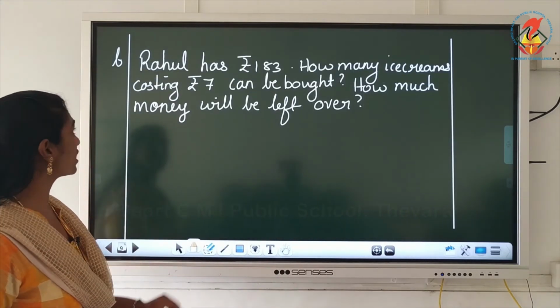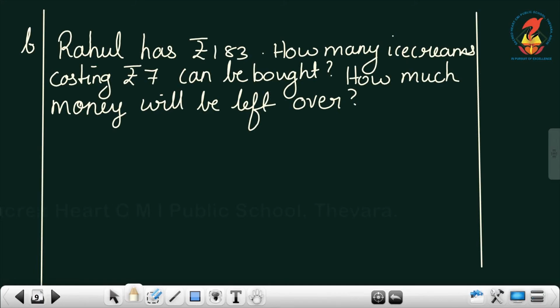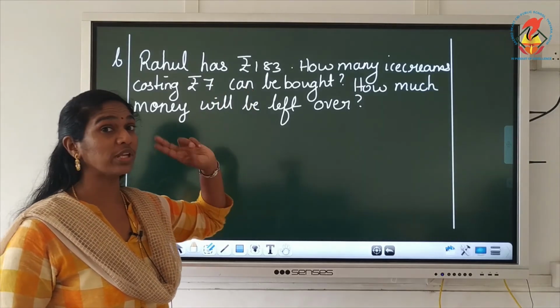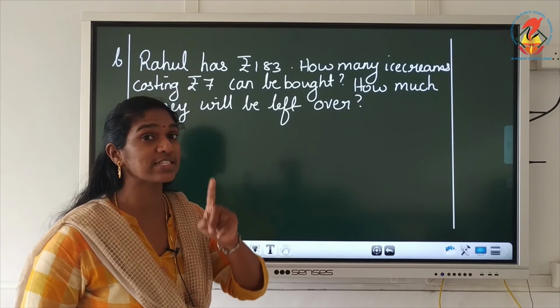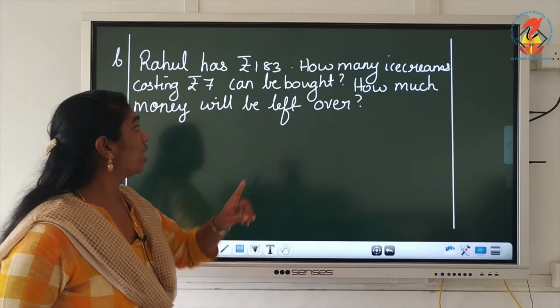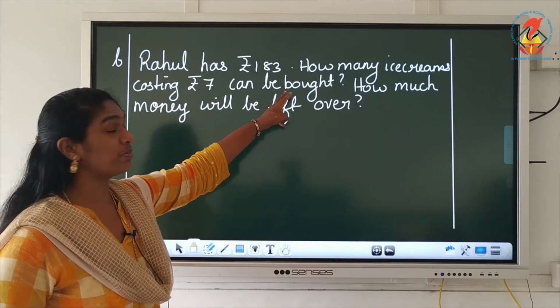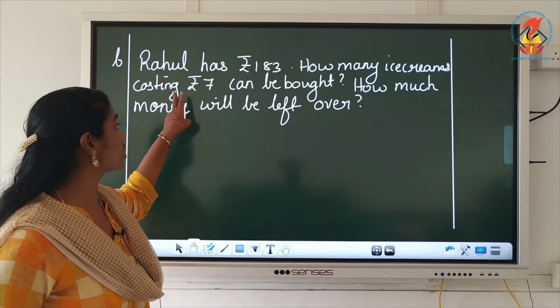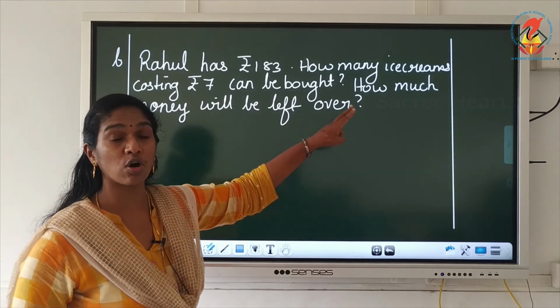Now, I will come to the next question. This one I will explain to you. Rahul has rupees 183. How many ice creams costing rupees 7 can be bought? That means the cost of each ice cream is rupees 7. How many ice creams costing rupees 7 can be bought?